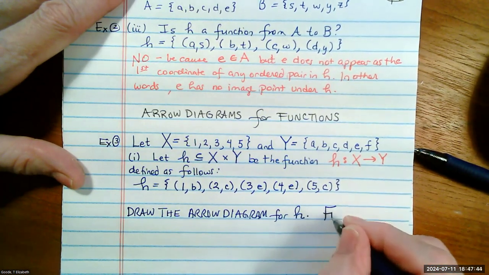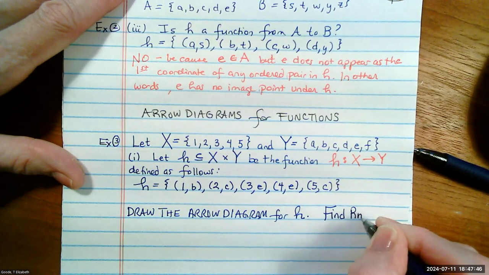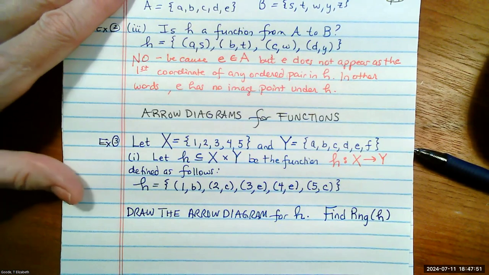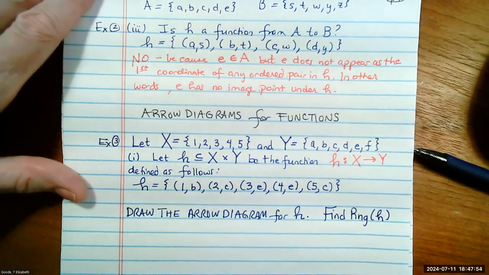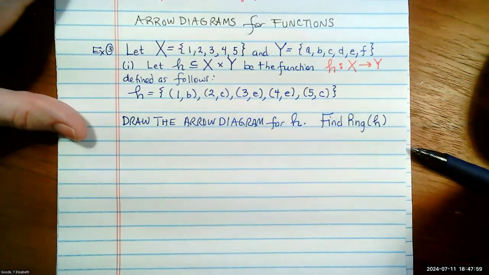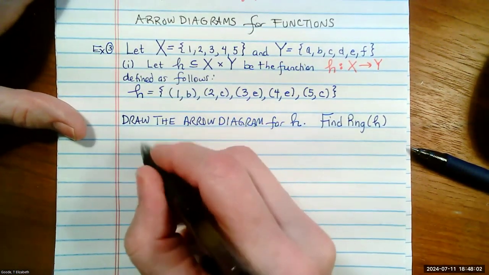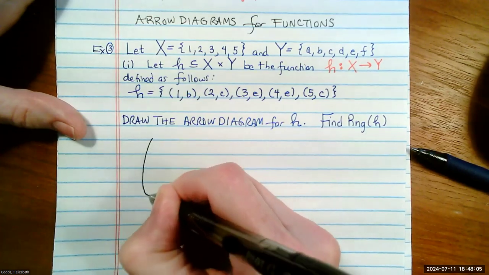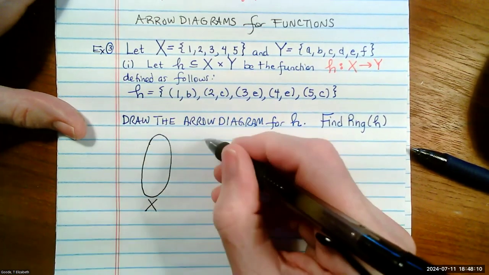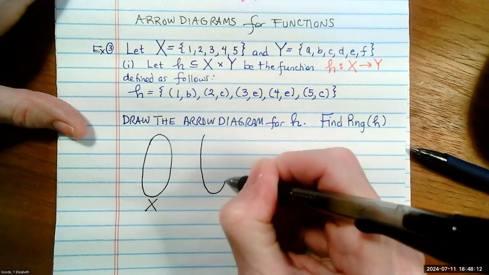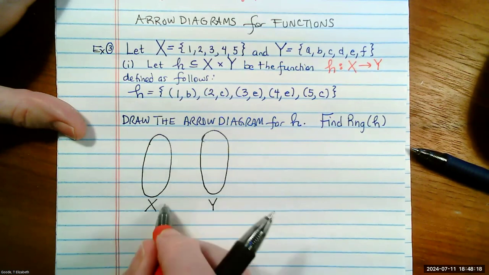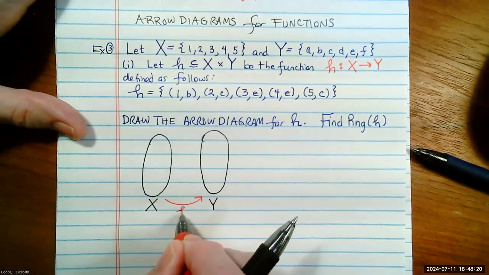And then the second thing we're going to do is find the range of H. We'll get a definition and we'll come back and find the range of H. But first I want to draw the arrow diagram because then it's easier to talk about the range. All right, so to draw an arrow diagram, I'm going to draw an oval shaped circle for X and an oval shaped circle for Y. These are my sets. And we're drawing H.